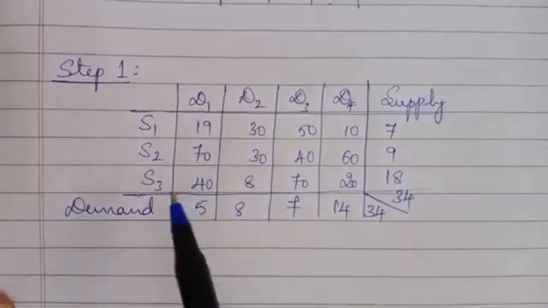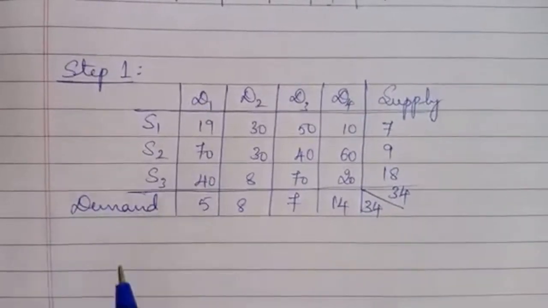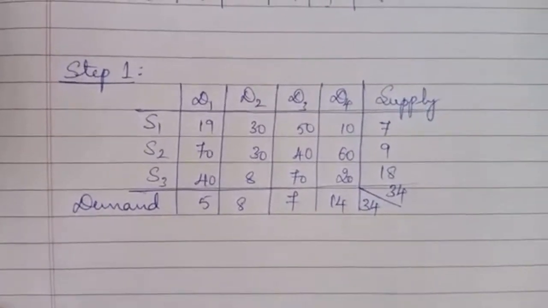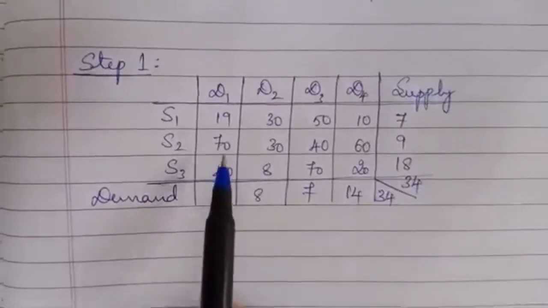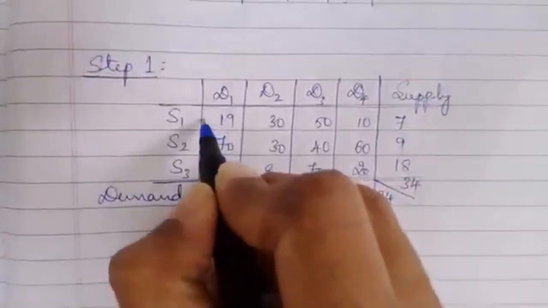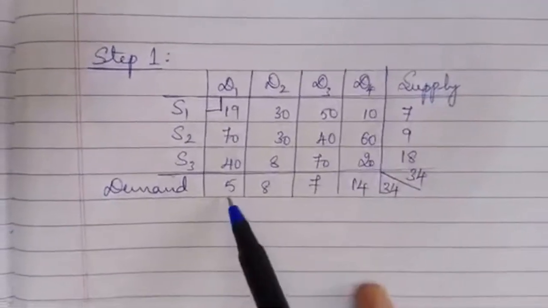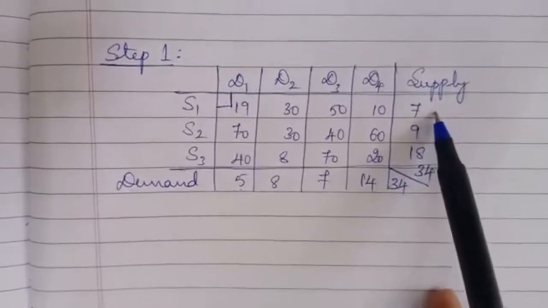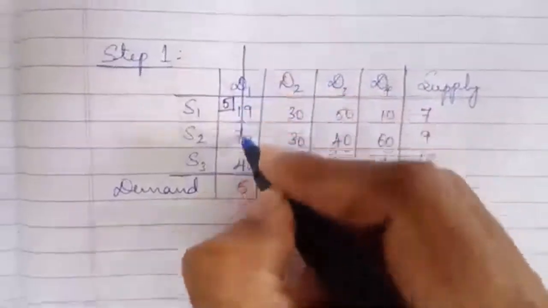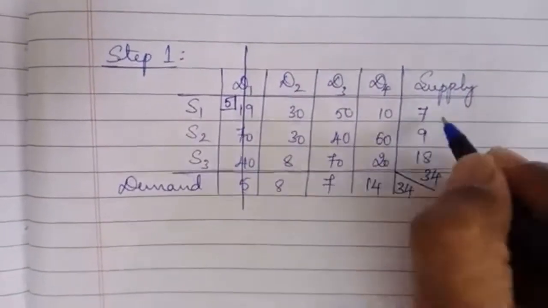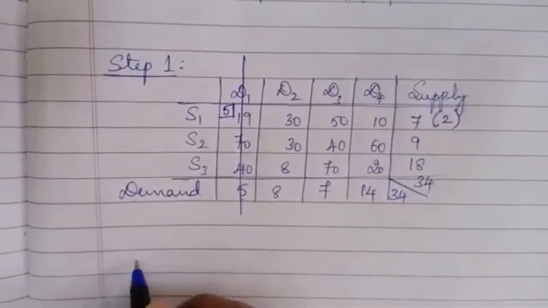To start with, the column minima method says you have to start with the first column and choose the cell which has the least cost. So in the first column, 19 is the least cost cell. So we will start allocating for this cell. With supply and demand, we have supply 5 and demand 7. Whichever is least, we will allocate it. So 5. So demand of destination 1 is satisfied. Factory or source S1 has 2 more products with it. We will move on to step 2.